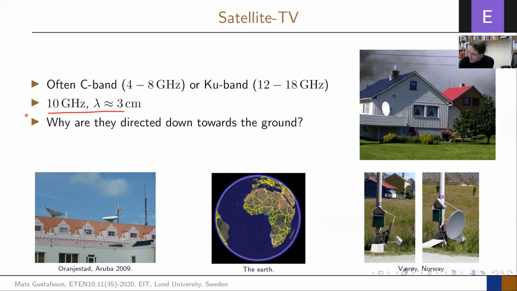And here you can see some. This is in Aruba, Caribbean. This is up in Norway. And of course, you can see they are directed in totally different directions. The reason for this is, of course, that one of them is close to the equator and one is very close to the North Pole.